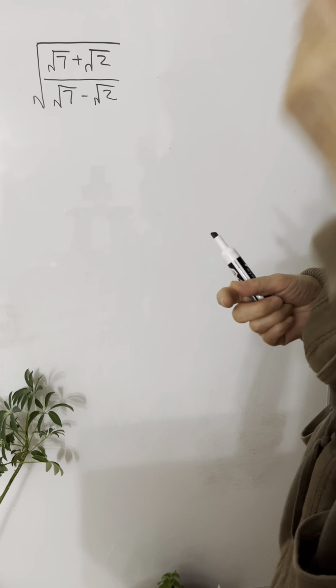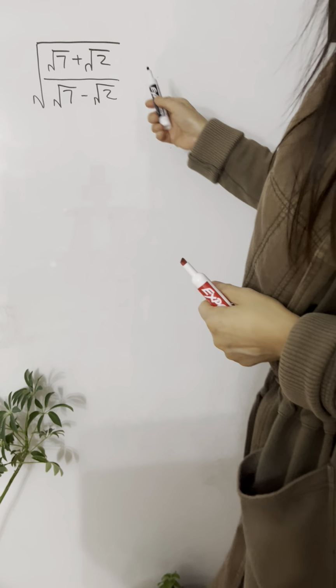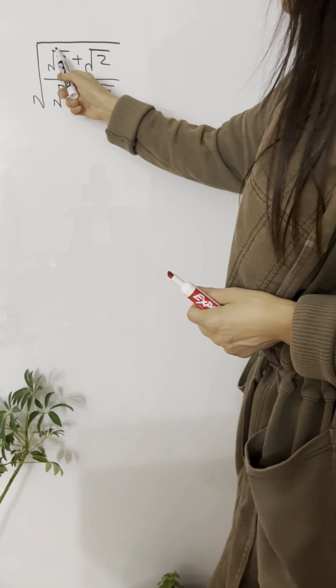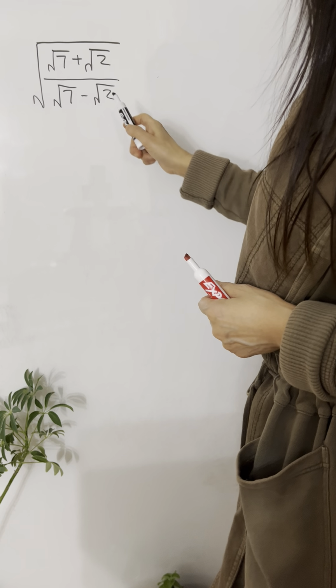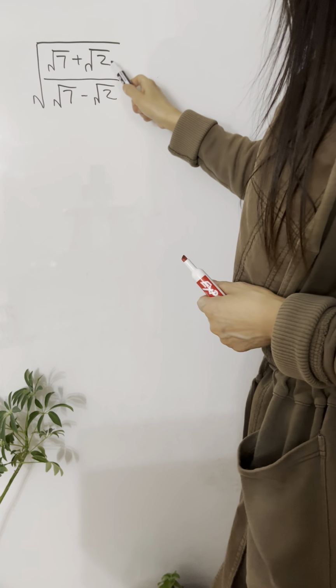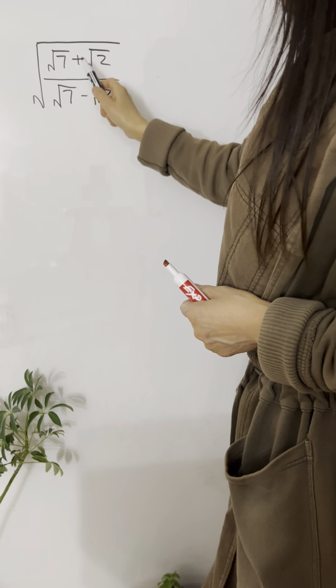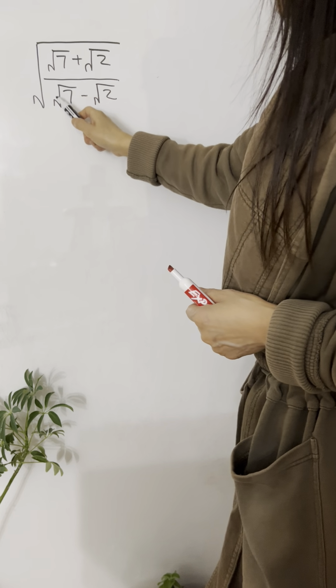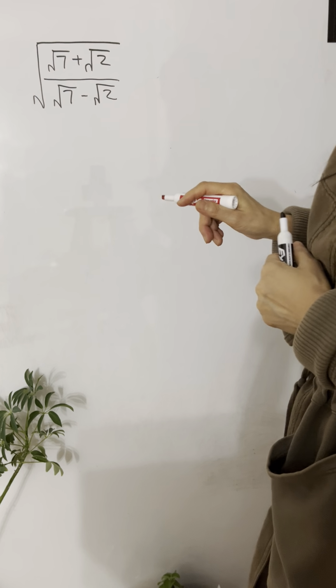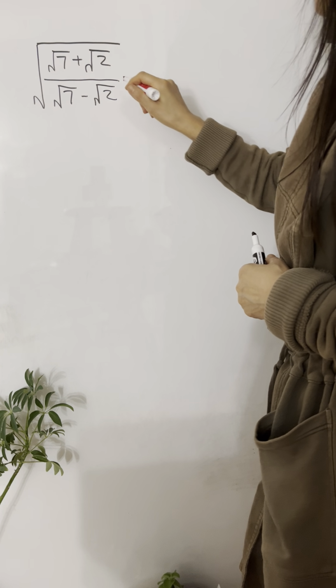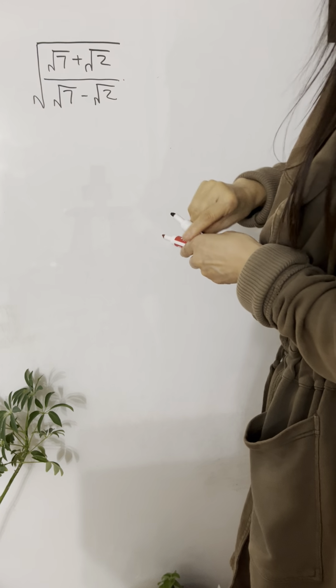Irrational numbers again. So we have a square root. The numerator is square root 7 plus square root 2. The denominator is square root 7 minus square root of 2. We remember something called the difference of two squares.